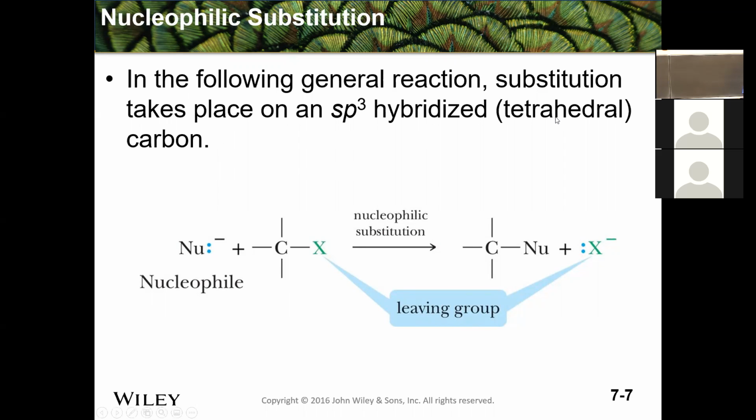The halide is referred to as the leaving group. It's what gets kicked out. This alkyl halide that we started with is known as the substrate. So the nucleophile attacks the substrate, we get a product, and we get a leaving group.